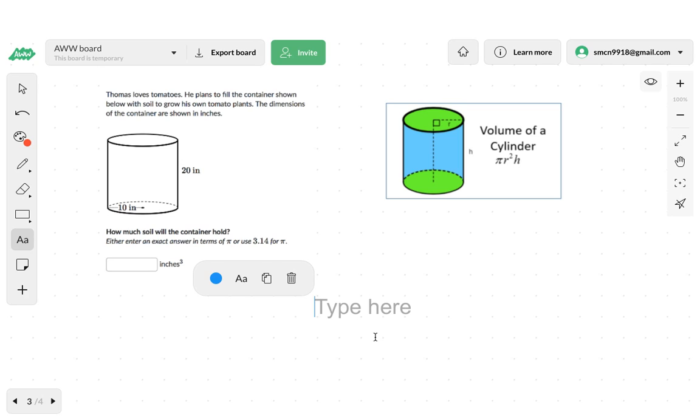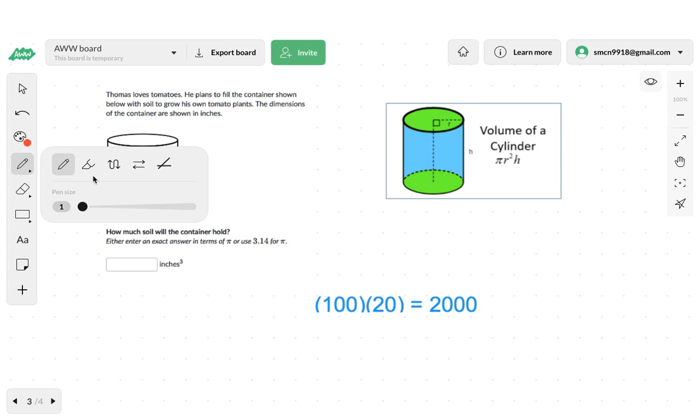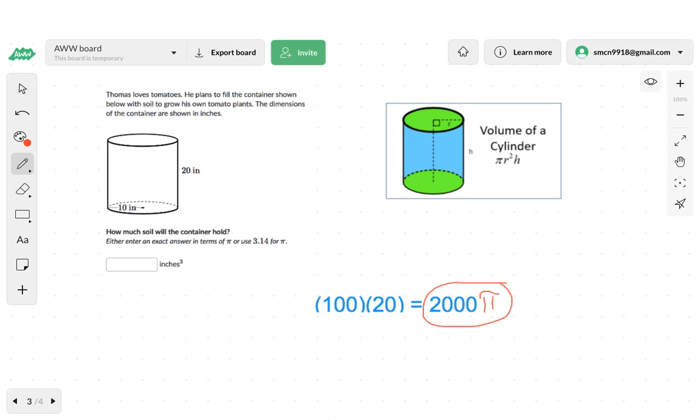I'm going to do this problem in terms of pi because I feel like it's a little bit easier. So I'm only going to multiply the radius squared and the height, and then I'm going to add pi at the end. I'm going to leave pi for now, and I'm going to multiply 10 squared, which I know to be 100, and the height here is 20. This is just an easier way to solve. You're going to get 2,000, and you just have to add pi. And then you are done for this problem. This is your final answer. That's all you had to do.